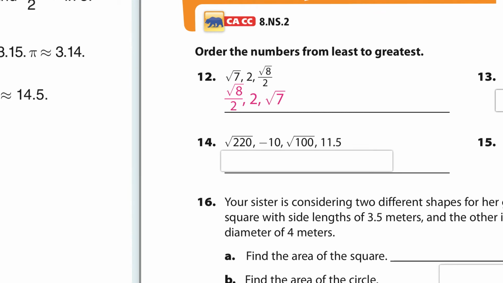Square root of 8, that's going to be like 2.9. So this is 2.9 over 2. That's like 1.5, about 1.5. And then we have 2, and then the square root of 7. Well, that's in between 2 and 3. Let's call it about 2.5, and that would mean that's our order from least to greatest.